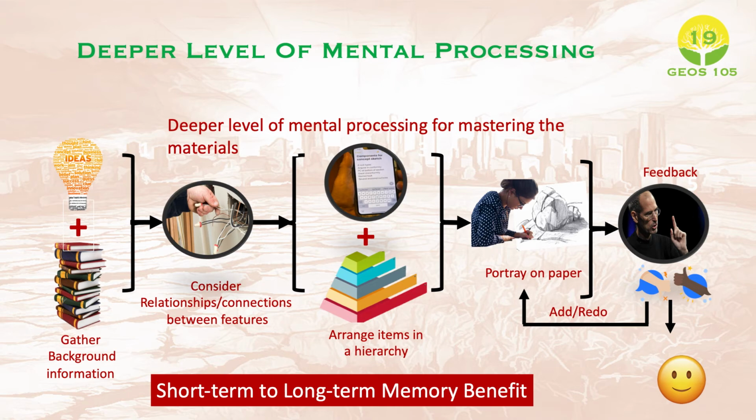Think about the steps we just went through to construct the concept sketch of the Ouray photograph. We had to view the photograph, then we had to think about relationships between features, and to arrange items in a hierarchy. We then had to portray these relationships on paper. We then showed our diagram to a friend or classmate and explained what our concept sketch was showing.